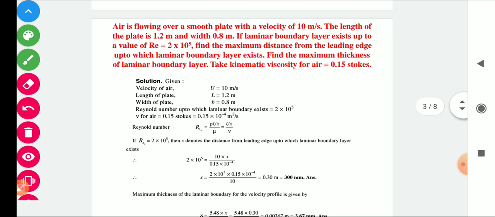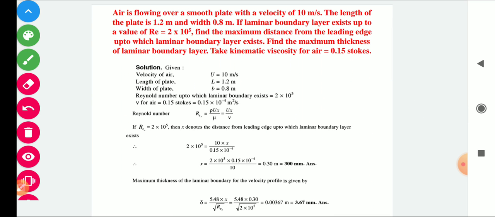Now moving to the second problem. Air is flowing over a smooth plate with a velocity of 10 meter per second. The length of the plate is 1.2 meter and width is 0.8 meter. If laminar boundary layer exists up to a value of Reynolds number 2 into 10 to the power 5, find the maximum distance from the leading edge up to which laminar boundary layer exists.